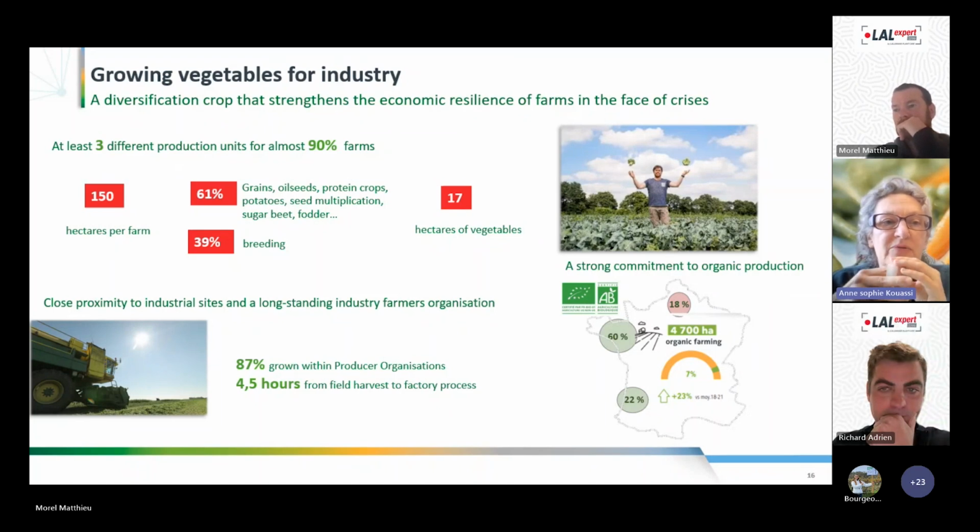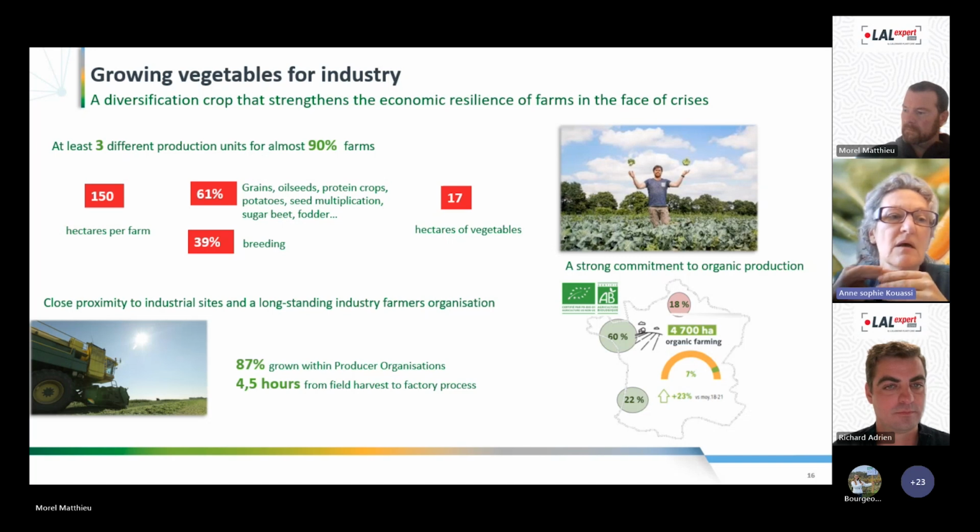So, as a minor crop, it brings a way of diversification into the farms. It's not the main production of any of our farms, but it's one of the three main major ones. They are grown in middle-sized farms, around 150 hectares, and they represent in these farms 17 hectares of vegetable. The other productions are mainly major crops, grains, oilseed, protein crops, and other diversification crops, and also breeding for 1/3 of them.